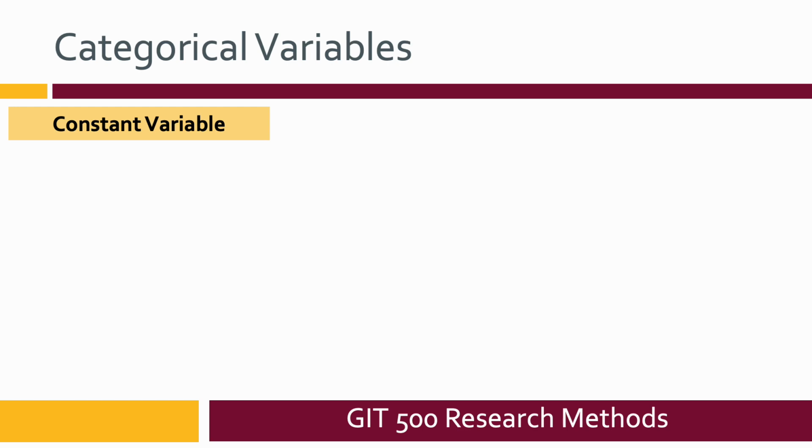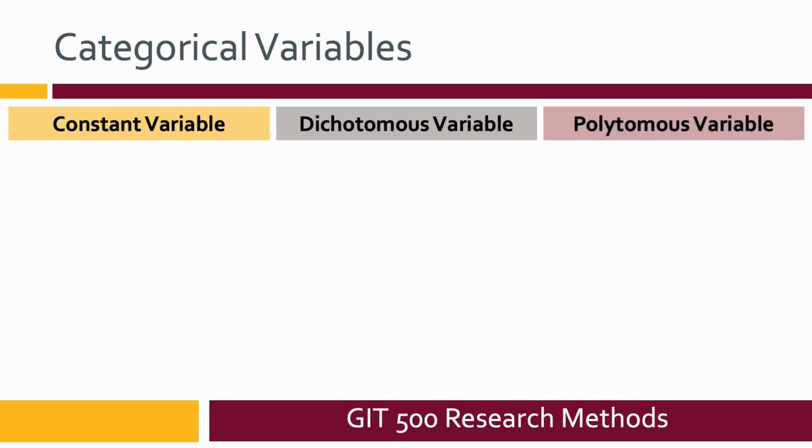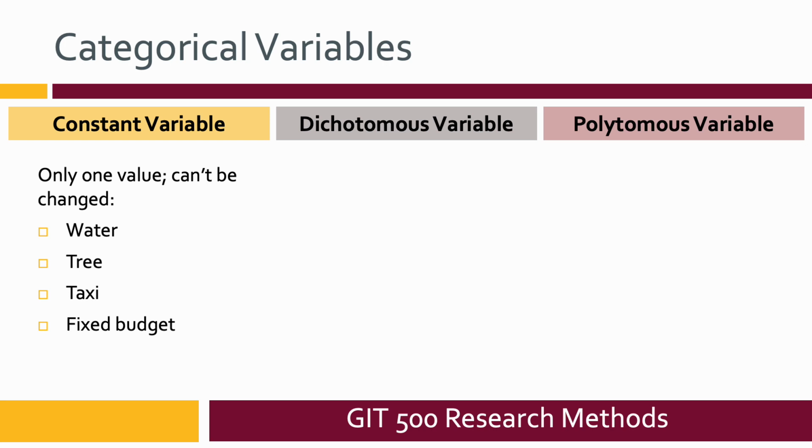Categorical variables are also broken up into constant variables, dichotomous variables, and polytomous variables. Constant variables only have one value and can't be changed. Like if one of the variables is water. It's just water. Can't really change water. A tree is a tree. Taxi is a taxi. A fixed budget where there's one number. These are things that can't be changed. So these are called constant variables. So you would just introduce that one change into your experiment.